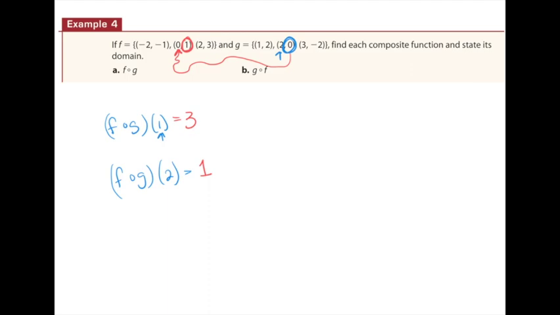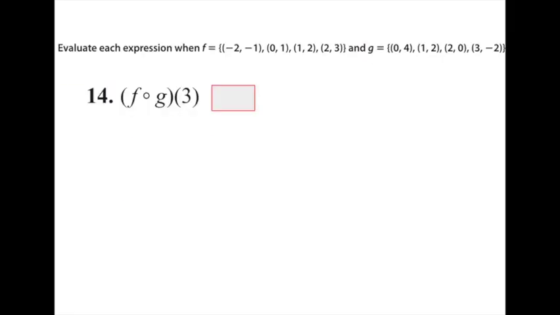So that's what composite does. It takes the output of one function, that becomes the input of the next function. All right? And so that's all they're doing with these. They're just finding it in the first and moving to the second one. So let's try this one. Evaluate the expression. They want f of g of 3. So start with your g, find your output, use that output to figure out which f you're looking for.